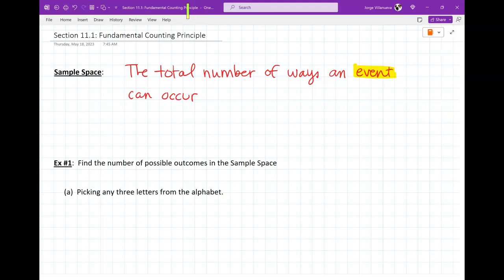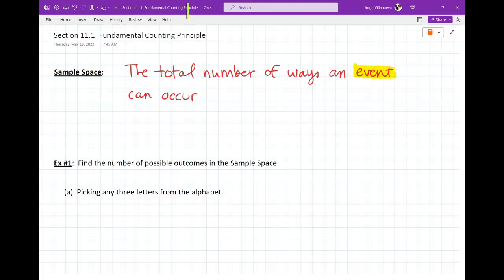So look at example number 1. It says find the number of possible outcomes in the sample space. So remember, don't get scared by the word sample space. That just means like figure out how many ways something can happen, right? How many ways can you do specific things? Now, I will tell you that when you're trying to do these counting principles, it helps when you use underlines. Okay, so I'll show you right here in the first example what I mean.